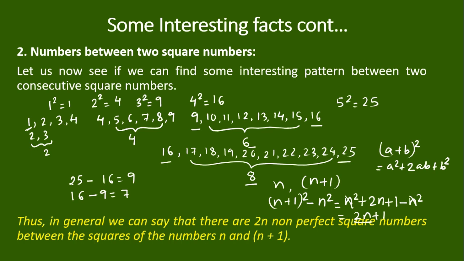Here 4 is the square of 2. Similarly, we have four non-perfect square numbers between 4 and 9. 6 non-perfect square numbers between 9 and 16. 9 is the square of 3 and 16 is the square of 4. Okay. Similarly, 8 non-perfect square numbers between 16 and 25. 16 is the square of 4 and 25 is the square of 5. I hope this is clear to all of you. Okay.